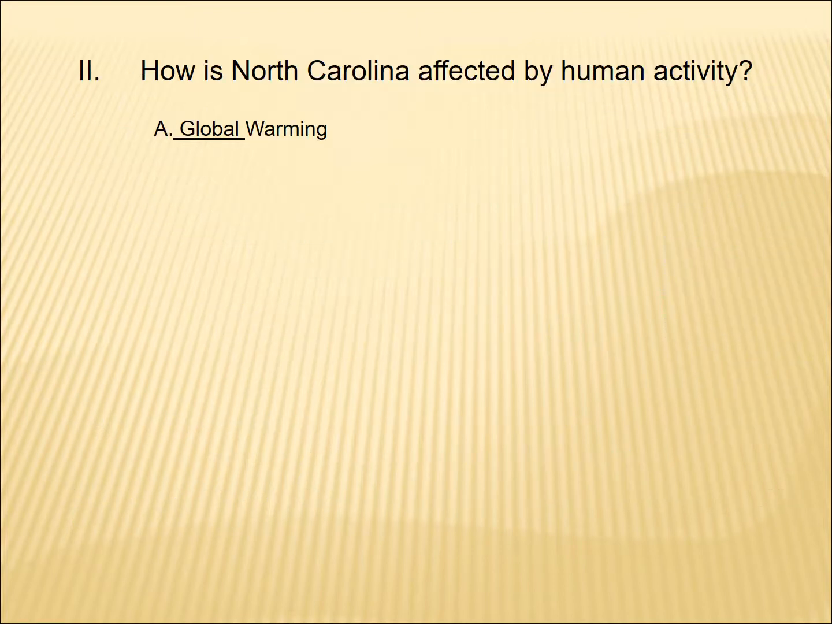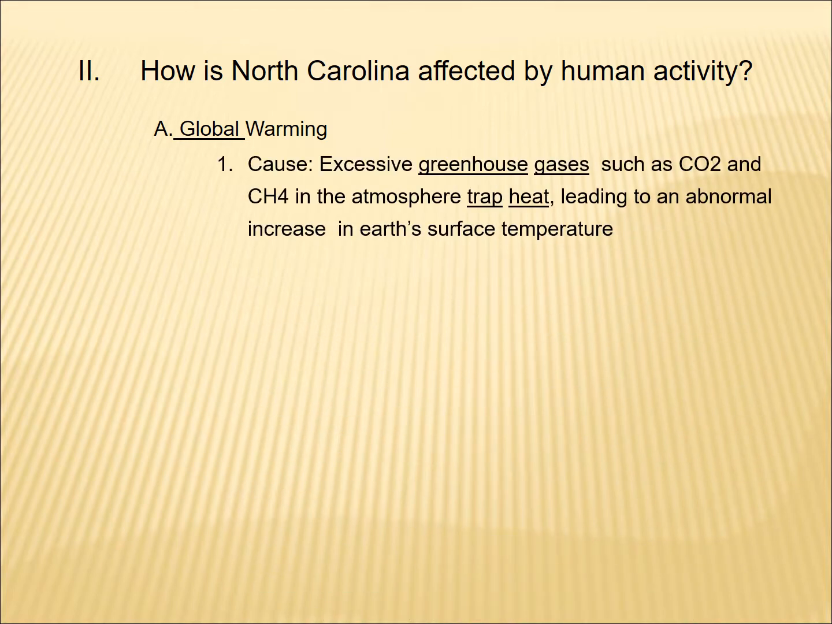All right, so how does this apply to North Carolina? First, global warming. Global warming is caused by excessive greenhouse gases such as CO2 and CH4 in the atmosphere that trap heat. So excessive greenhouse gases trap the heat and cause the Earth's surface temperature to rise.